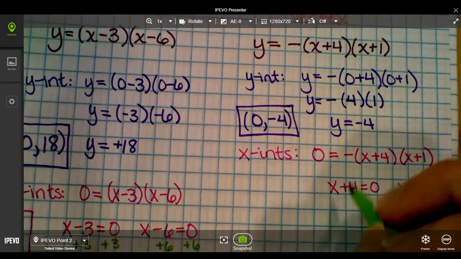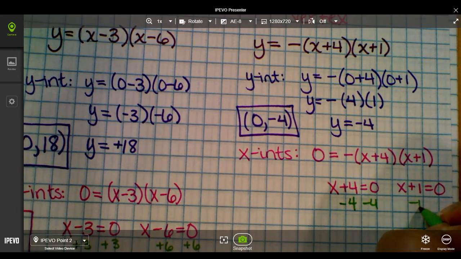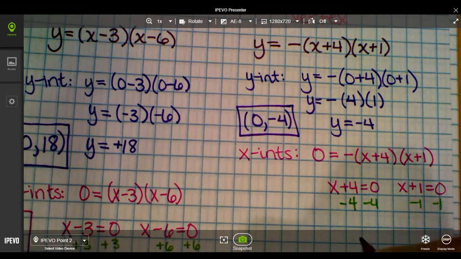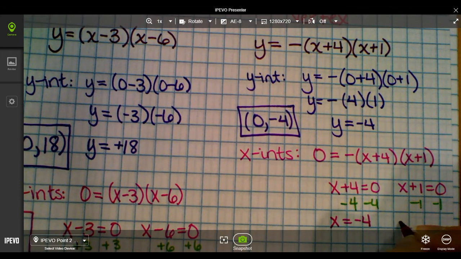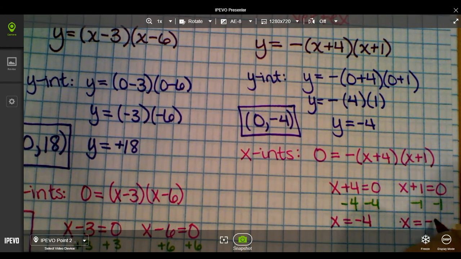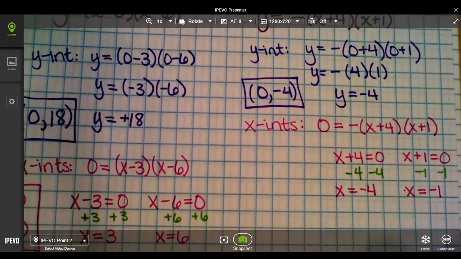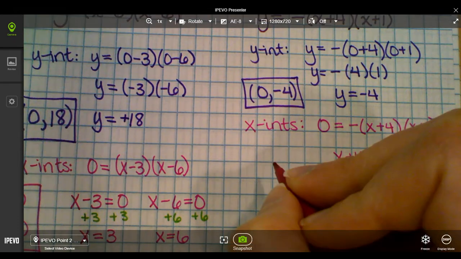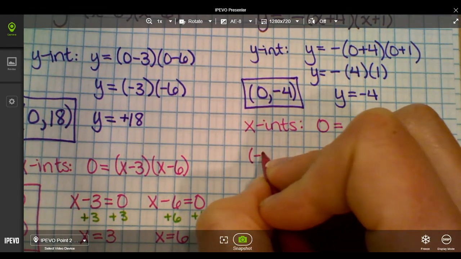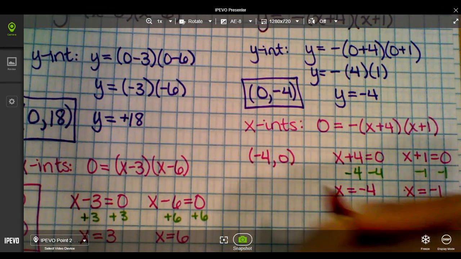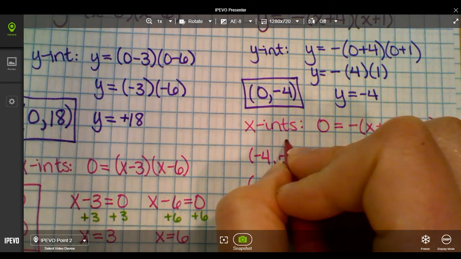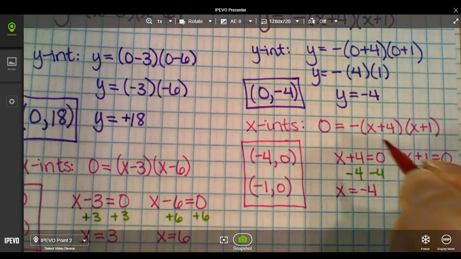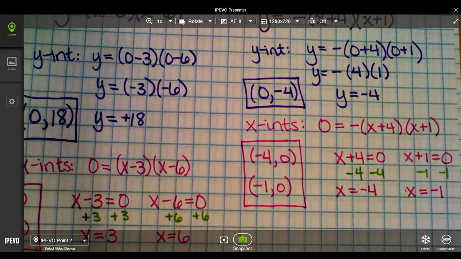Going to subtract my 4 this time, subtract my 1. And then hopefully you guys see negative 4 plus 4 is 0 and negative 1 plus 1 is 0. So those are my two solutions to these. But again, if I want my x-intercepts, that means I have to write them as ordered pairs. So I have negative 4, 0, and I have negative 1, 0. These are my zeros. These are my roots, x-intercepts, all of those things. They are all interchangeable.